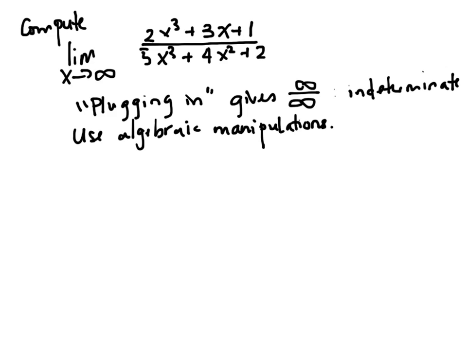With limits at infinity, when we have a rational function like this, a polynomial divided by another polynomial, there's one very particular kind of algebraic manipulation we do, and that is to factor out a common power of x from the numerator and denominator. If you always factor out the largest power of x in the denominator, I don't think you'll ever go wrong. So in this case, the largest power of x in the denominator is x cubed, so we're going to try to factor out an x cubed from both numerator and denominator.